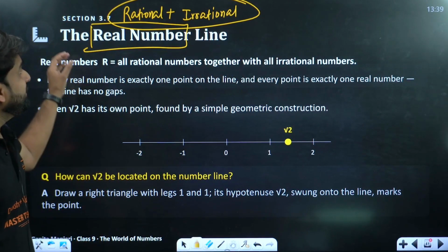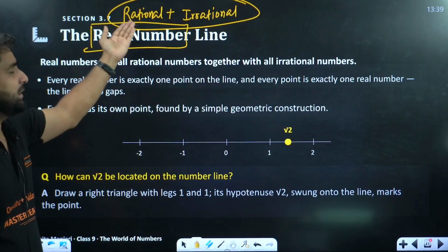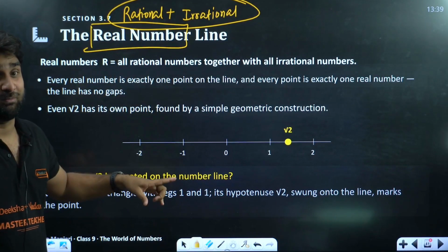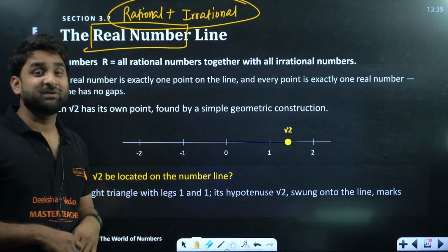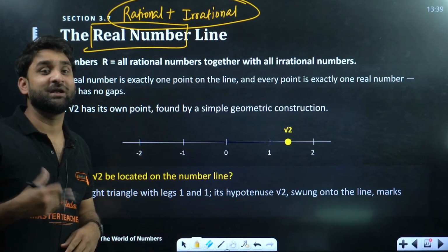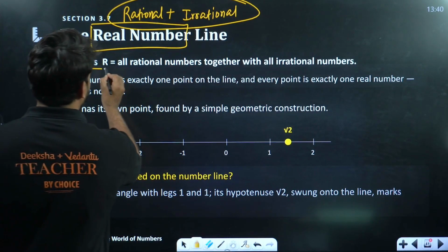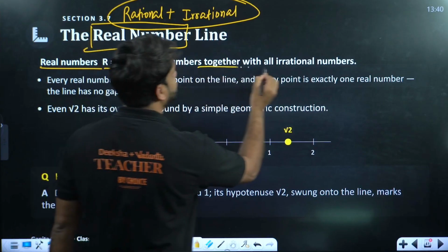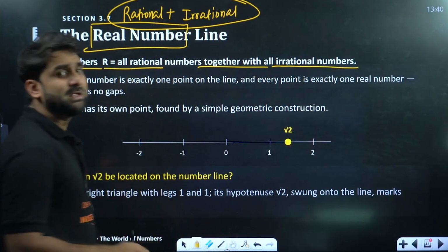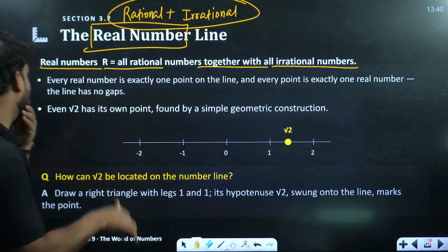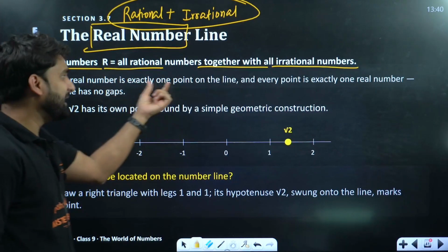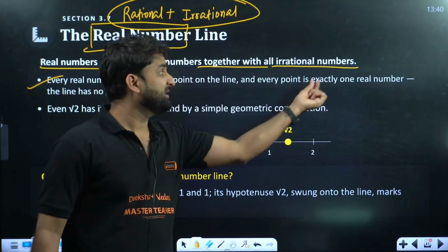So we have already understood how to represent rational numbers on the number line. Now we have to represent irrational numbers on the number line. How can we represent irrational numbers also? So what is called a real number? R for all rational numbers together with all irrational numbers. Can you see here? The combination of rational and irrational is called real numbers. Every real number is exactly one point on the line, and every point is exactly one real number.